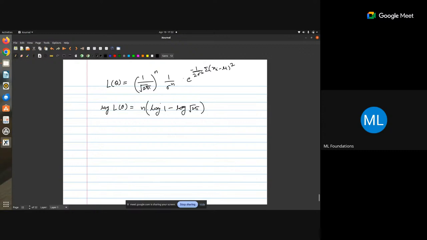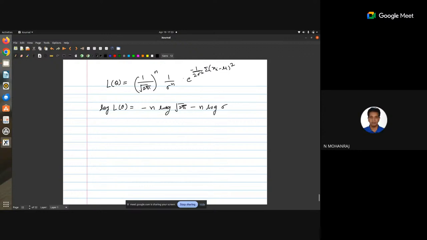Or is this fine, right? Log of 1 upon x is basically negative log of x. Or 1 minus. So you can find log of 1 upon root 2 pi is basically minus n log of root 2 pi. Correct, no? Okay. Then plus log of this term. What is the log of this term? Minus n log sigma.